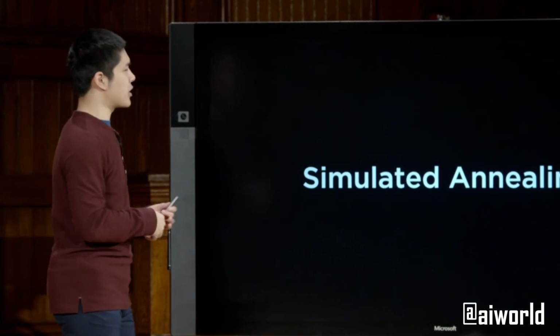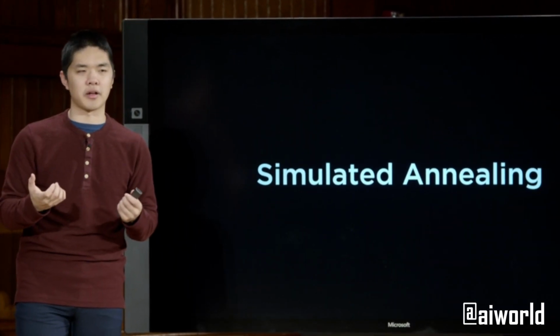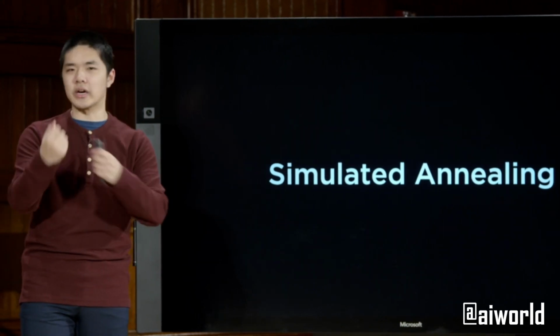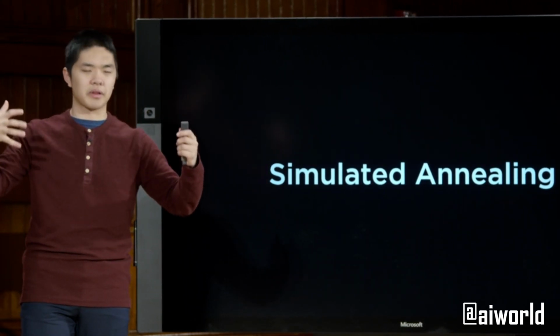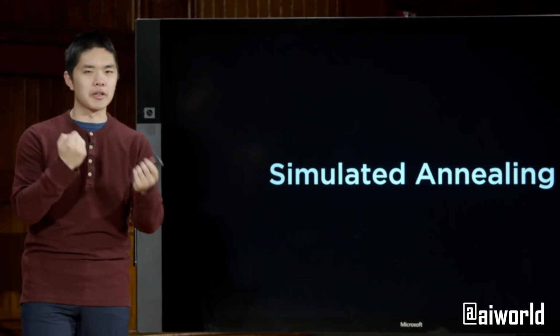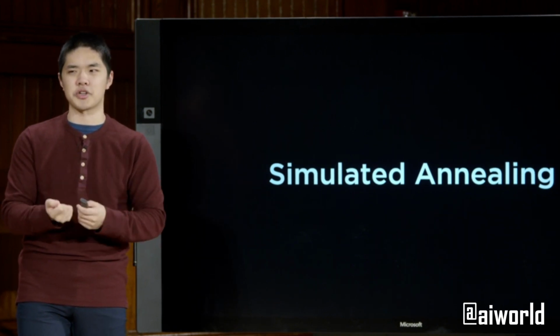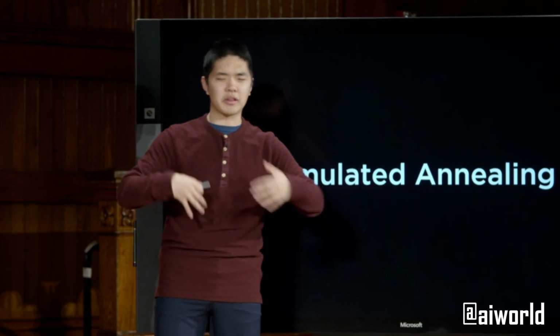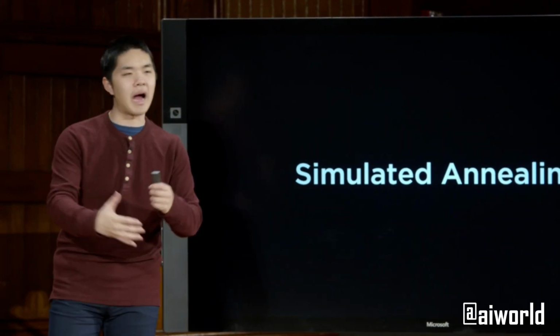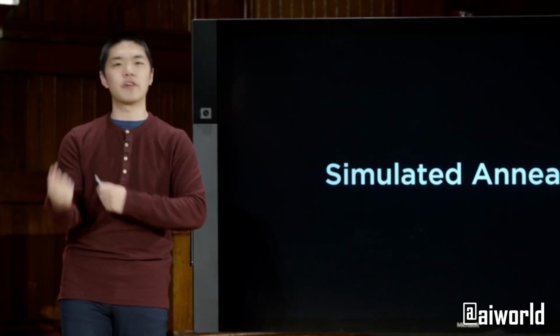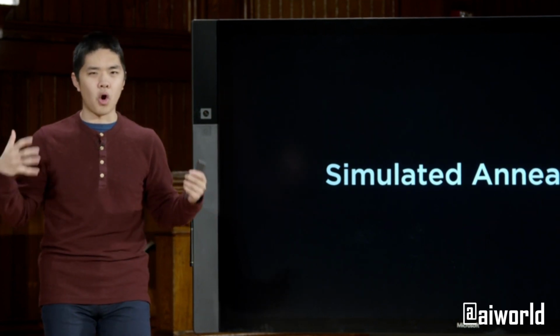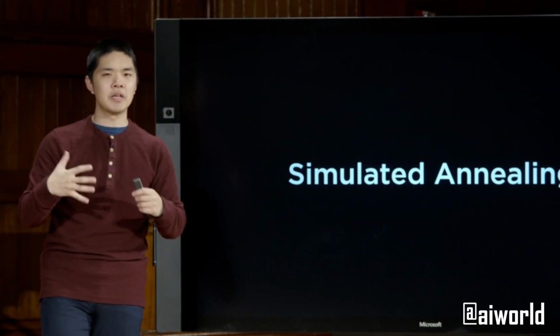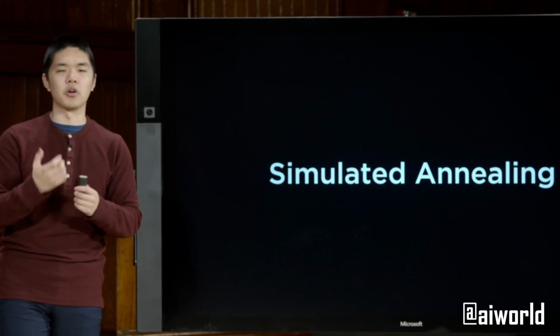And you might imagine that when you heat up a particular physical system, there's a lot of energy there. Things are moving around quite randomly. But over time, as the system cools down, it eventually settles into some final position. And that's going to be the general idea of simulated annealing. We're going to simulate that process of some high temperature system where things are moving around randomly quite frequently, but over time decreasing that temperature until we eventually settle at our ultimate solution.